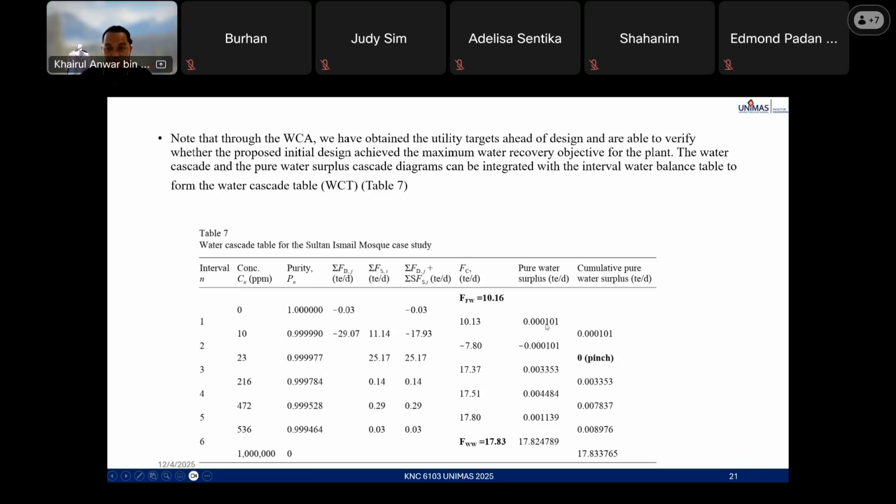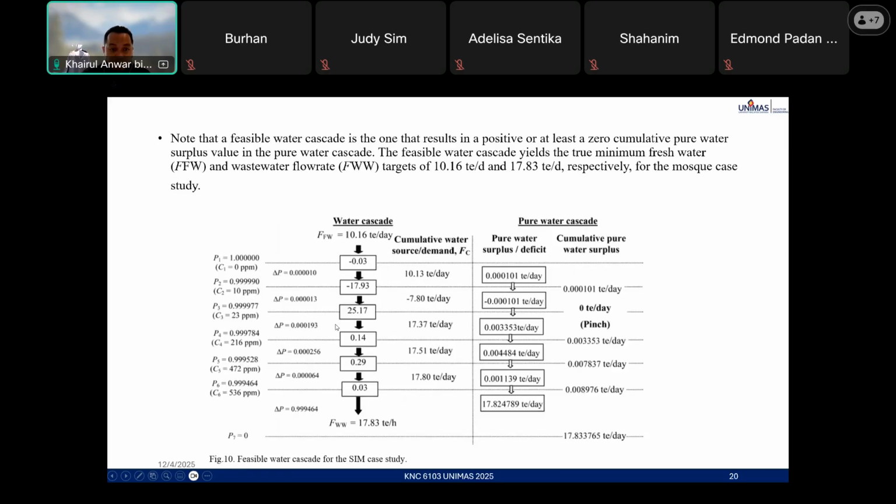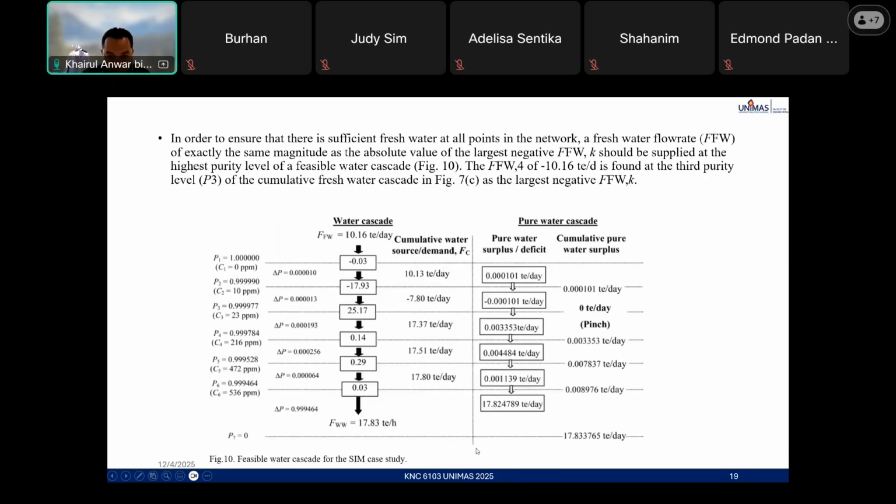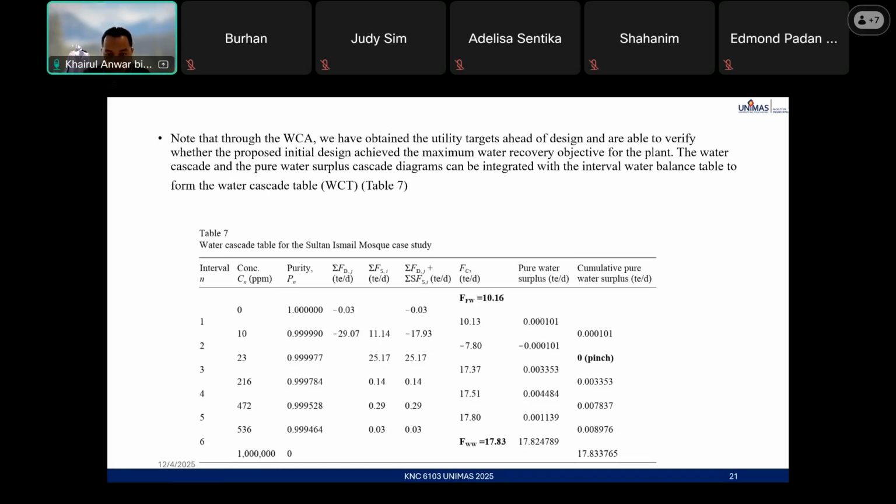This one is pure water surplus, is it the multiplication of delta P here. We don't have delta P, but you have it here. 10.13 times 0.00001 is equal to 0.0000101. This is the cascading. Can you get the pinch? As you do it, the amount of wastewater now is around 17.83, increasing because we introduce fresh water. So now the water cascade is feasible. There's no negative in the pure water supply, meaning the water is enough.